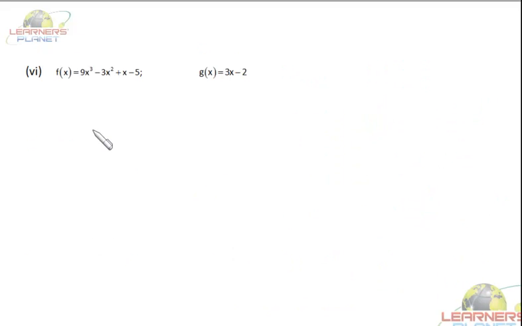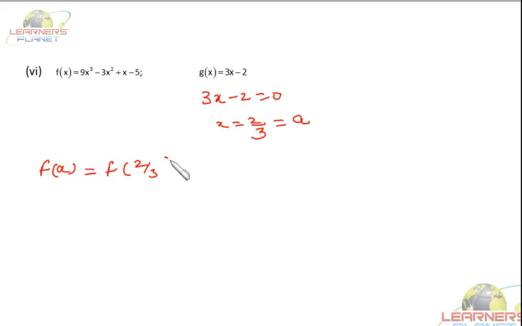Now let's say this question. 9x cubed minus 3x square plus x minus 5 is divided by 3x minus 2, and we have to find out the remainder. Okay, now let's get the value of a. 3x minus 2 is 0. That means x is equal to 2 by 3, which is a. So now we have to calculate f(a), which will be f of 2 by 3.